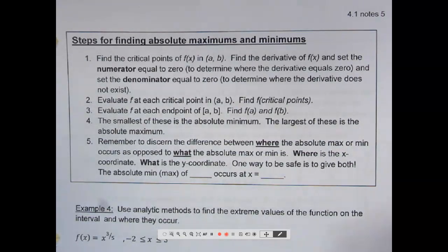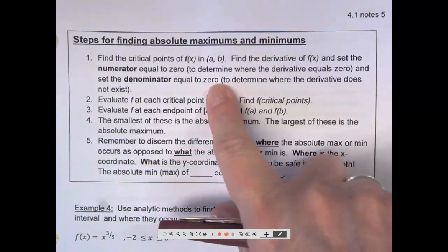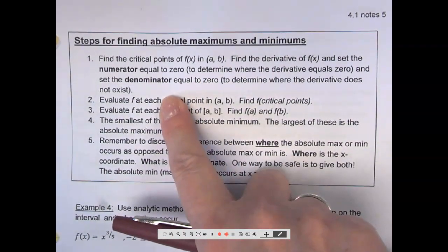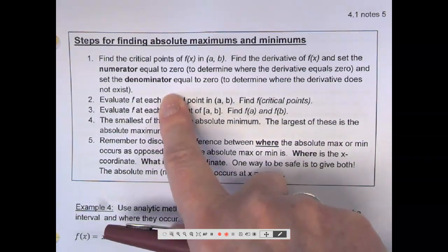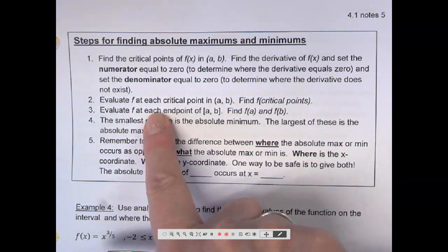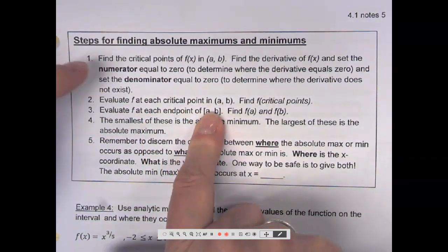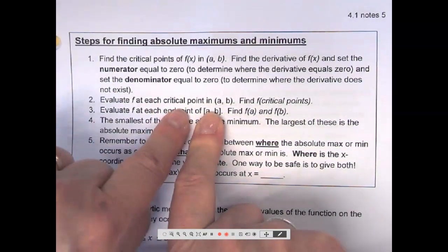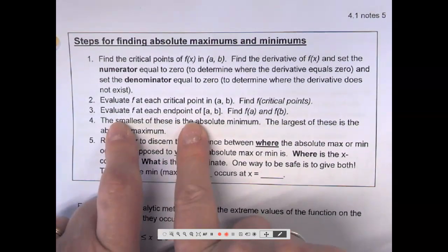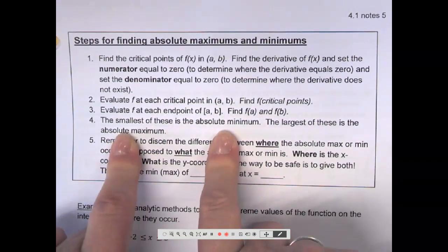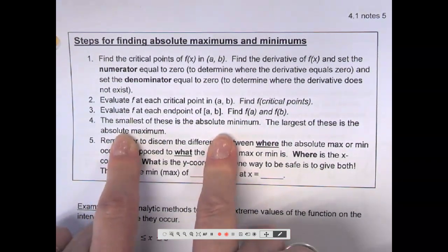Okay, steps for finding absolute mins and maxes. Find the critical points, which means find the derivative, set the numerator equal to 0 to determine where the derivative equals 0, set the denominator equal to 0 to determine where the derivative does not exist. And that's, of course, if you have a fraction. Evaluate the function at those critical points that you found. Wherever the derivative was 0 or undefined, those are the critical points. We test them. Then we also test the endpoints. Plug them into the function. The smallest of the y values is the absolute min. The largest is the absolute max.